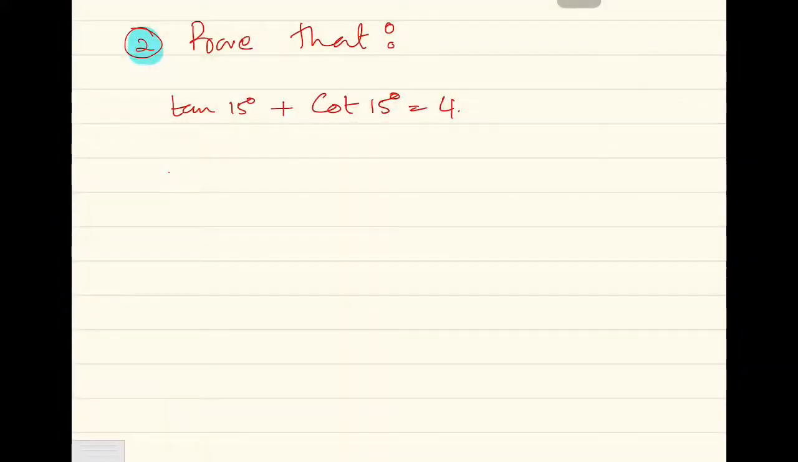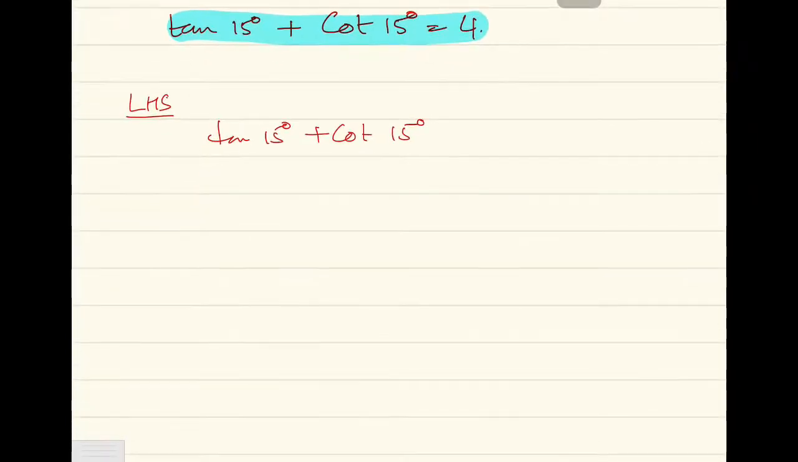Here we have the second sum for today. Prove that tan 15 degree plus cot 15 degree equals 4. This is another easy, very easy sum compared to the previous one. Let's copy the left hand side, the LHS. So I have tan 15 degree plus cot 15 degree. So now what I can do here is I have two options. Okay, let me show you both the options here.